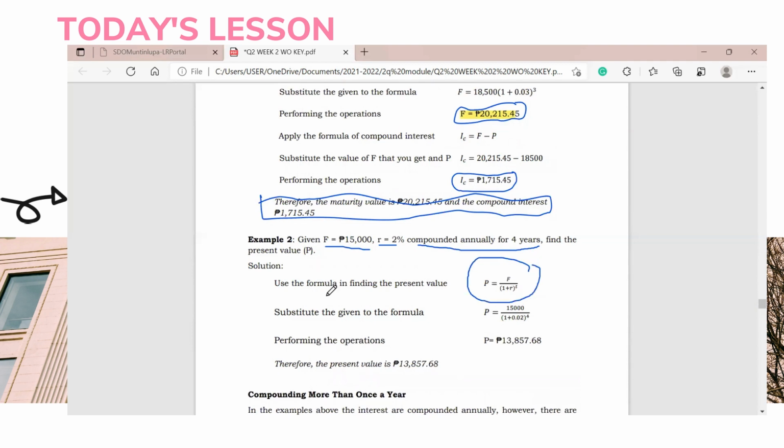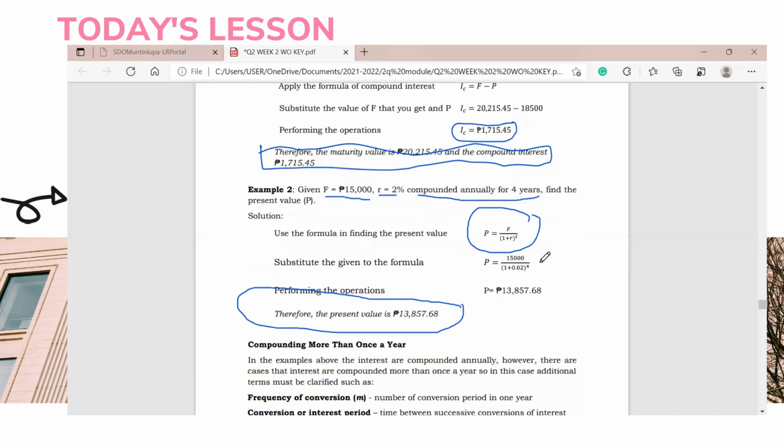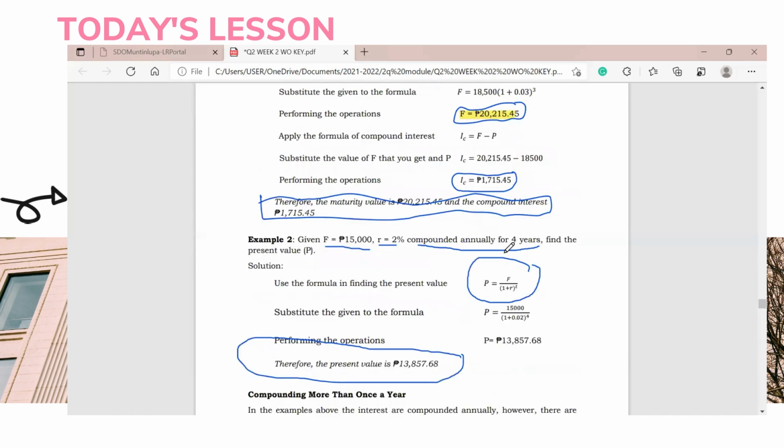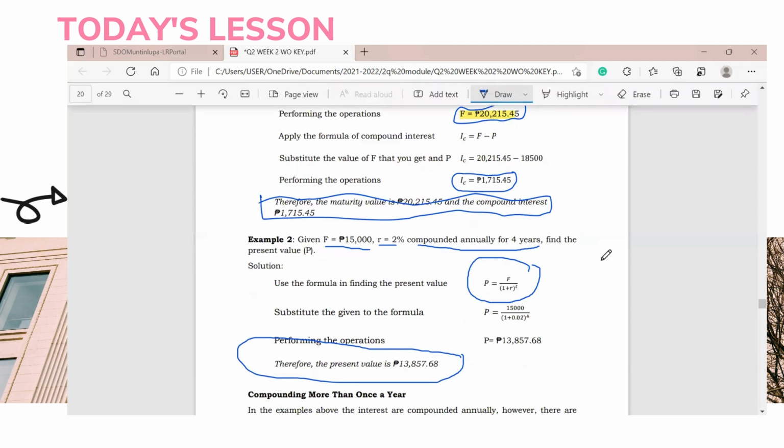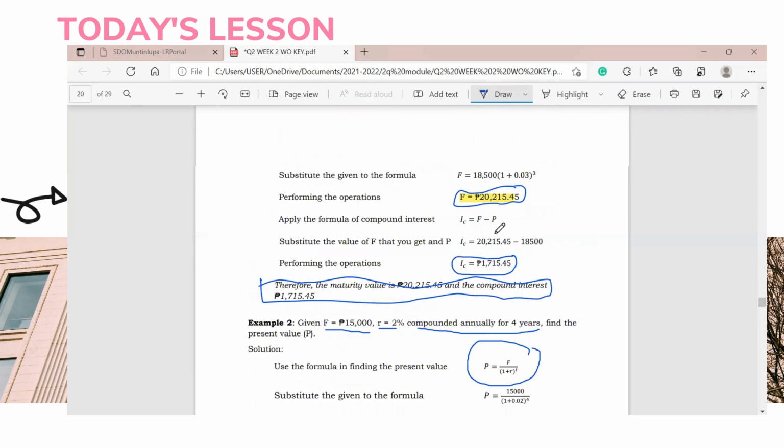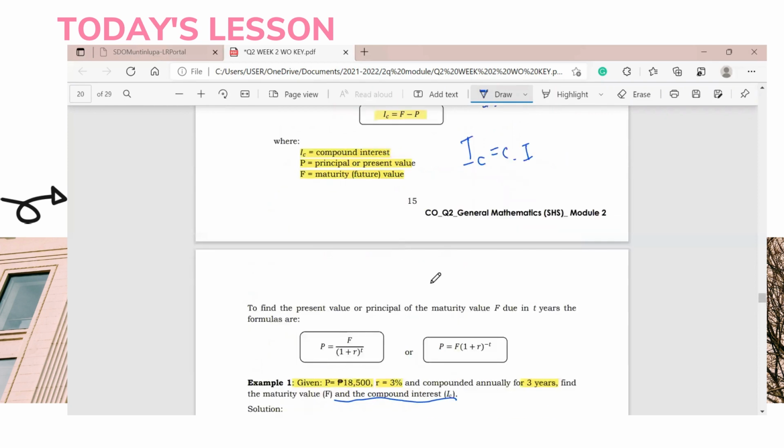Since alam na natin ang formula, let us now substitute the given to the formula. 15,000 over 1 plus 0.02 raised to 4. Kasi t is 4. And this one is 0.02 in decimal. Performing the operation, it will give us 13,857 pesos and 68 centavos. So, ganun lang humanap ng future value, principal amount, tsaka compound interest if it is compounded annually.